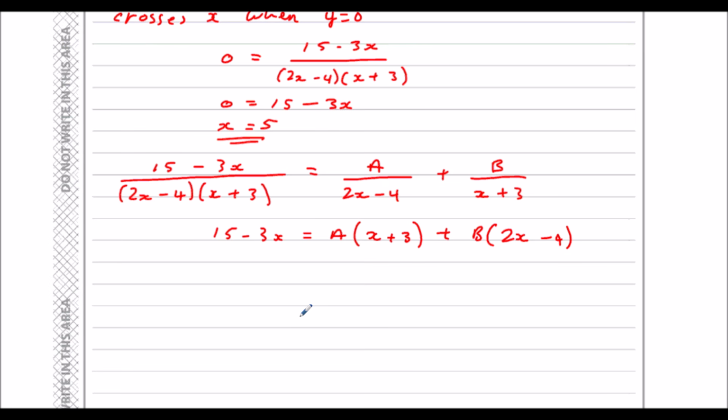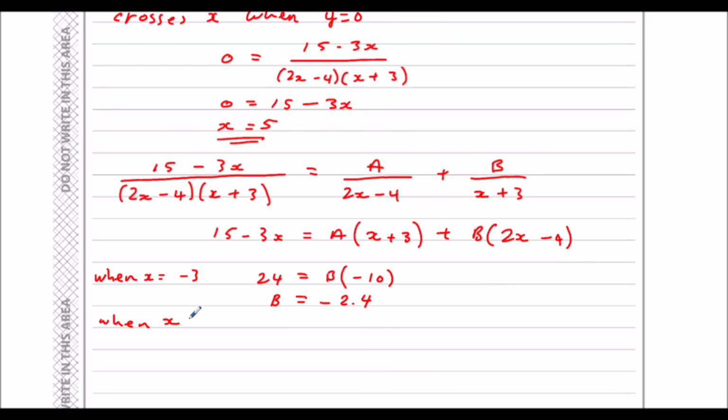So if we eliminate A by substituting in when x is -3: 15 minus 3 negative 3's, so 15 plus 9 is 24. A's eliminated, 0 A's is 0, equals B times, so 2 negative 3's are -6, minus 4, -10. So -10B equals 24. So B is negative, dividing both sides by -10. Positive divided by negative is negative. 24 over 10 is 2.4. So B is -2.4.